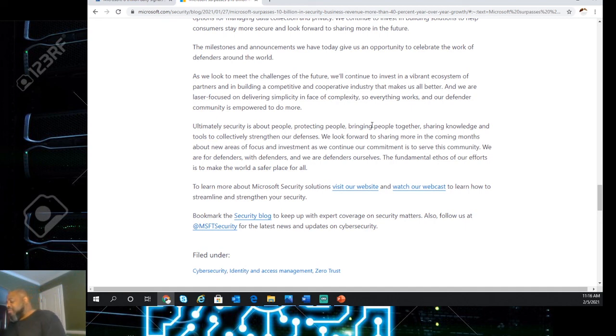So once again, I was pleasantly surprised that Microsoft made $10 billion from their security department. Once again, cybersecurity for the people.